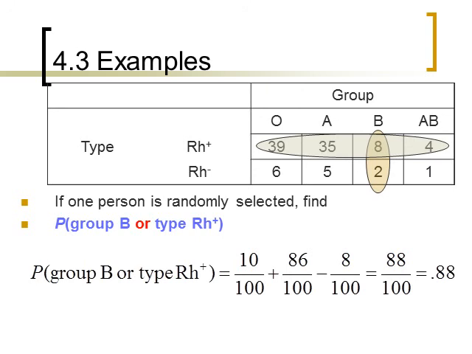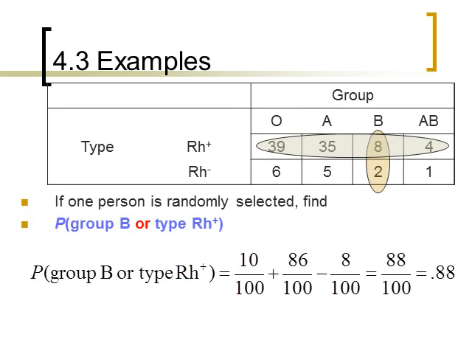Well, the first fraction is 10 out of 100 because there's 10 people that are group B. Now, how did I get 10? Well, if you look in the table, group B is the vertical column, and I added 8 and 2. I add that because it's OR, and my second fraction corresponds to the total number of people that are type Rh positive. That's 86, and I got 86 from looking at the Rh positive top row, and I added all of those numbers in that row together, 39, 35, 8, and 4, and I got 86. The denominator 100 is the total people in the table.